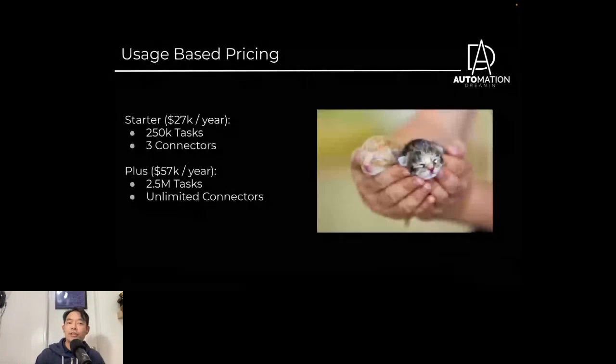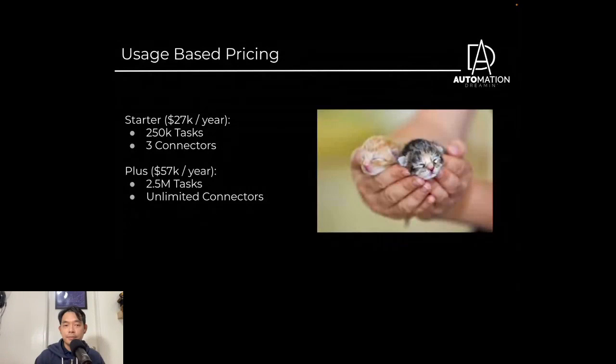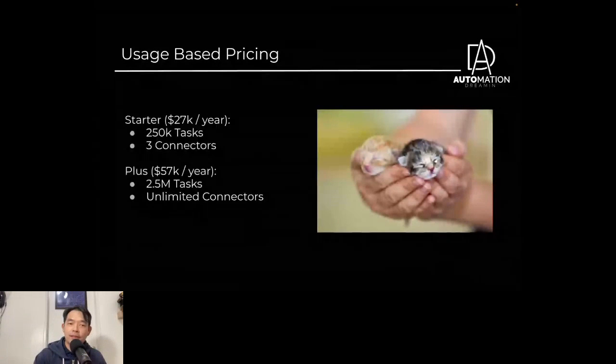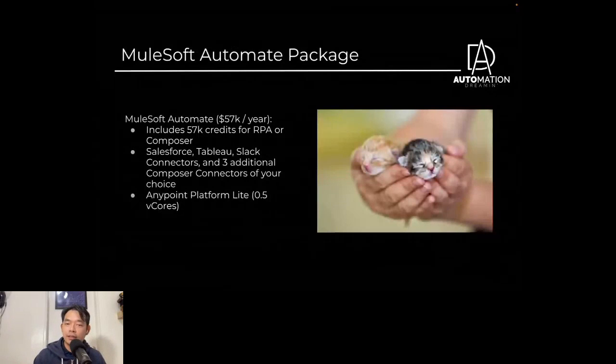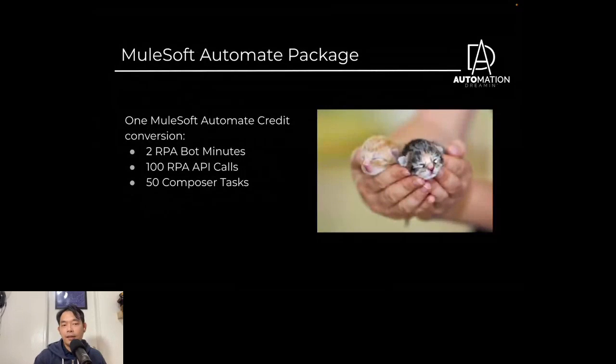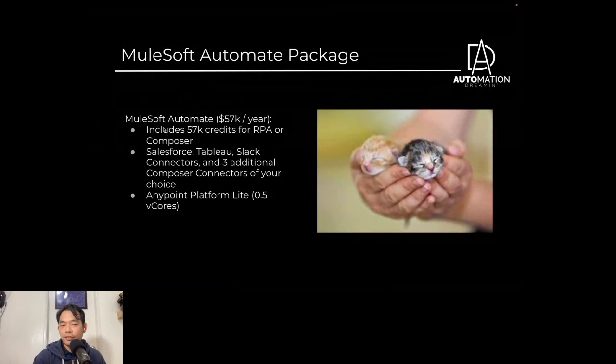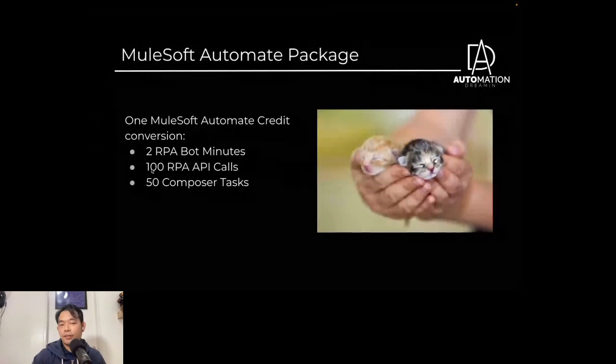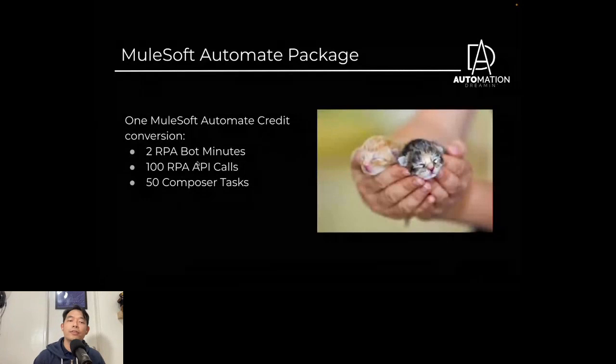And then, as I mentioned, they're on usage-based pricing. There are actually 2 models. One is based purely on Composer, and it gives you 2.5 million tasks. Consider what a task is, so you have to consider that. And then the other option is the MuleSoft Automate package. This is where you have RPA, Composer, and also the Anypoint Platform as a starting point. All right, and then some conversions. So we have 56 credits here, and each credit is considered either 2 RPA bot minutes, 100 API calls for the RPA, or 50 Composer tasks.